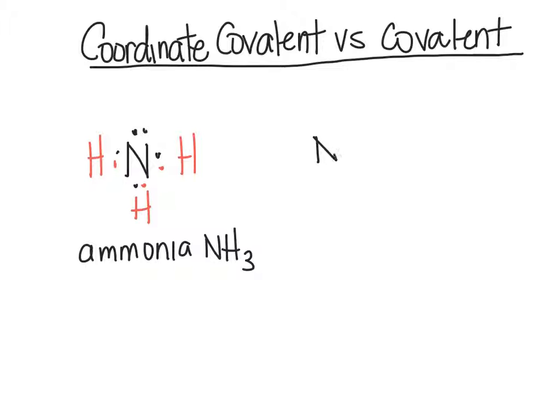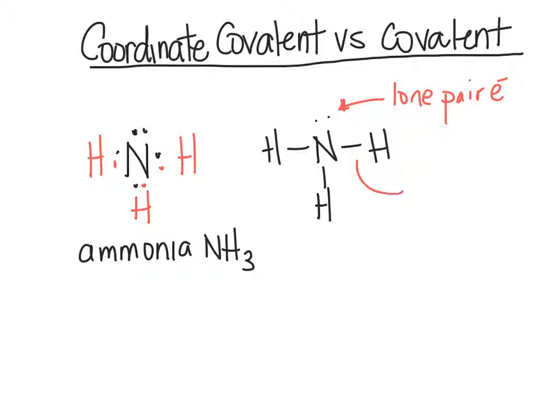We can draw this using sticks to represent bonds, lines to represent bonds. So this is ammonia, NH3. This is a lone pair of electrons, and this is a bonding pair of electrons.